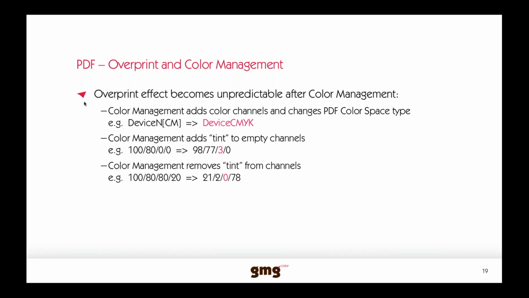So we are converting the color. Color management adds tint to empty channels. So it could be that if your source color is a 180-00, you get afterwards a 98-77-30. So I think you know that color management is playing with the color. It could be that we add some color or remove some color in the color management. And so, when we are talking about the overprint, if you're converting the file without flattening, for example, it could be that the overprint method will be changed.